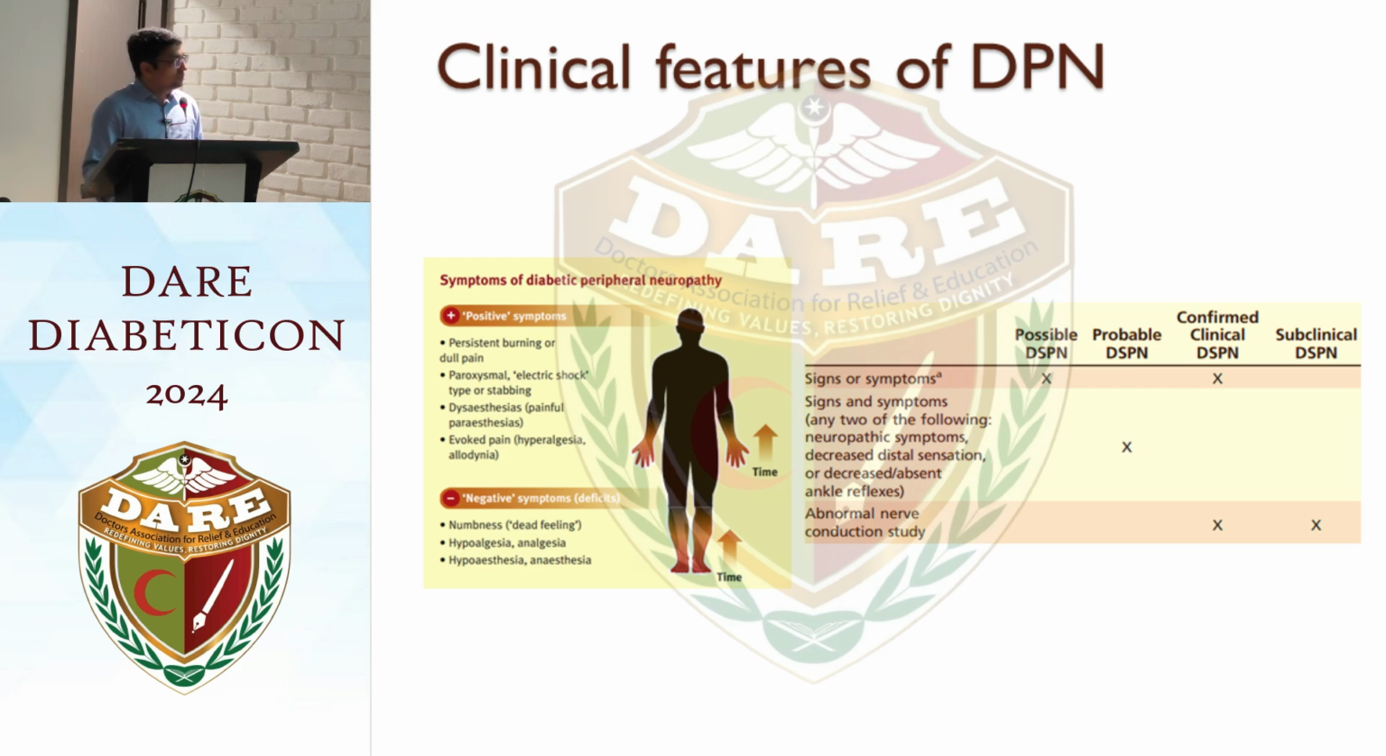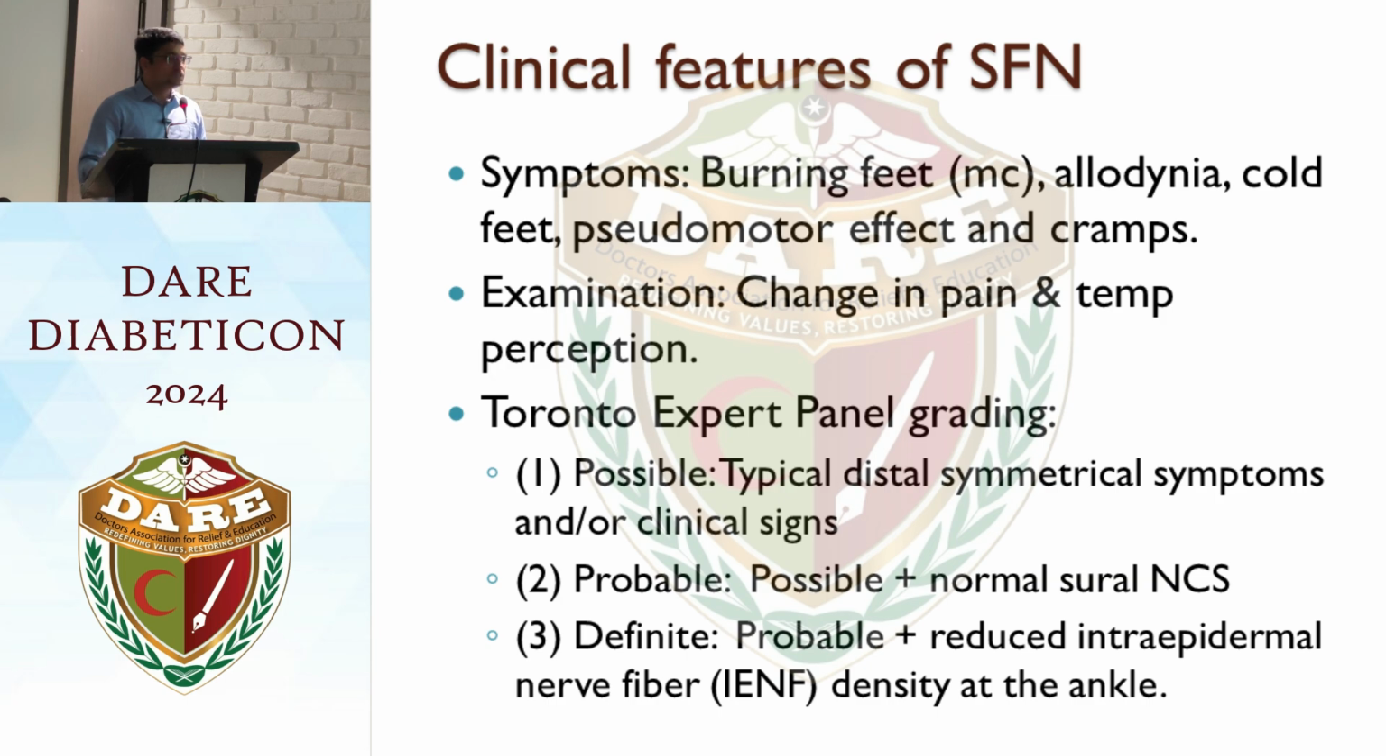On examination, the signs which we see in small fiber neuropathy are only change in pain and temperature perception, and there will not be any other neurological examination abnormality. The classification for this small fiber neuropathy is also possible, probable, and definitive. Here there is a little difference. When the clinical features are there, we call it possible. When there is a normal nerve conduction study, that is the sural nerve study, then we call it probable. And definitive here is by doing a punch biopsy and proving the reduction in intraepidermal nerve fiber density.